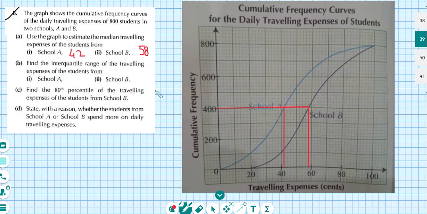Part B. Find the interquartile range of the traveling expenses for school A and B. So the interquartile range will be upper quartile minus lower quartile. So the upper quartile is at 75%. So 75% of 800 is 600. So this is the upper quartile for school A and school B.